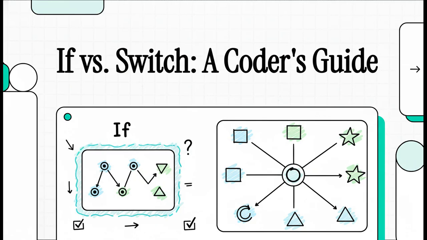Hey everyone, if you've ever written even a single line of code, you've probably hit this classic crossroads. When your program needs to make a choice, do you go with an if statement or do you use a switch? It sounds super simple, right? But the choice you make can actually matter. So today, we're going to settle this debate once and for all.